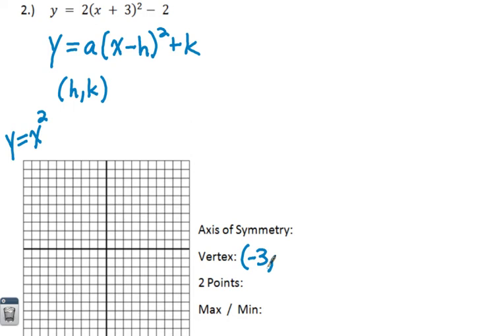Looking at putting together our vertex, and the plus k over here, looks like our k value is going to be negative 2. So negative 3, negative 2, there's my vertex. Okay, there's my vertex.